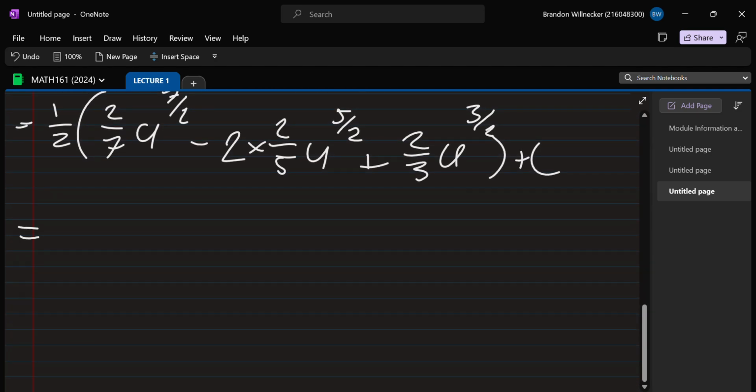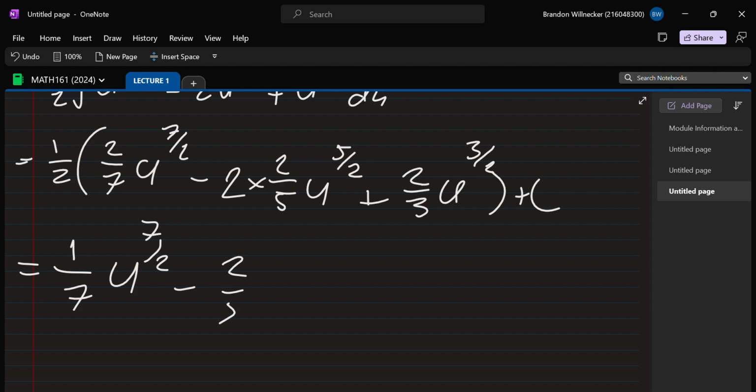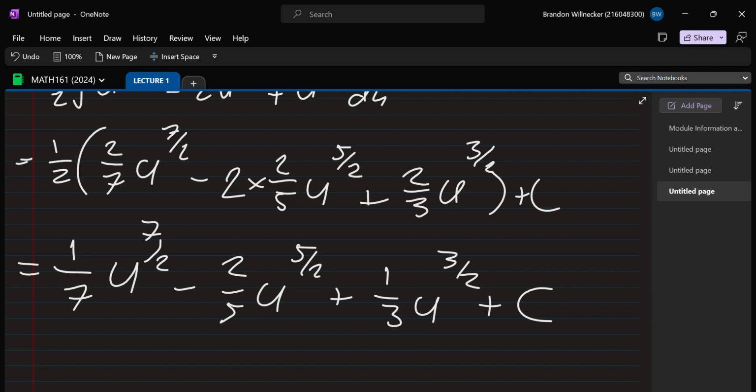Now we need to multiply everything by a half. We see that all of those terms have 2's, so those 2's are going to cancel. So half times 2 over 7, that's 1 over 7. That 2 over there can cancel, so we're left with the 2/5. And then the 2/3, that 2 is going to cancel with the half, so we're left with a 1/3. And don't forget the plus c, because indefinite integral. Are we done? No.